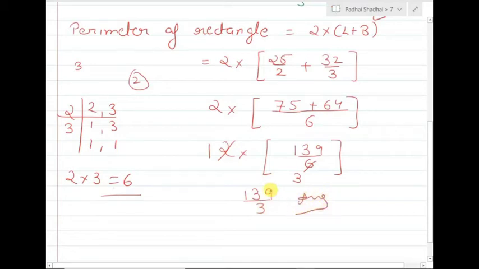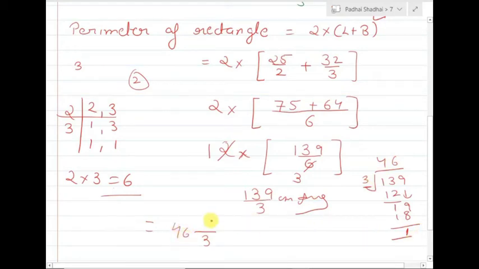139 by 3 centimeter is the final answer. Okay, let us convert it into a mixed fraction. 139 divided by 3, 3 4s are 12, 1 and 9 we will take it down, 3 6s are 18. So 1 is the remainder. So changing the places, 3 will come in the denominator, 46 will come in the front, and 1 will go in the numerator. Okay, so the final answer can also be written as 46 and 1 by 3 centimeter.